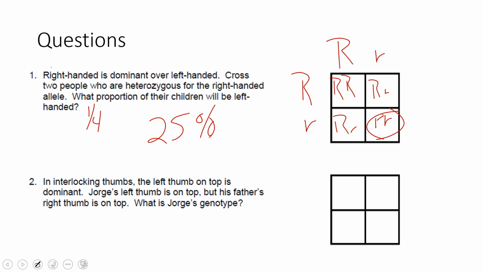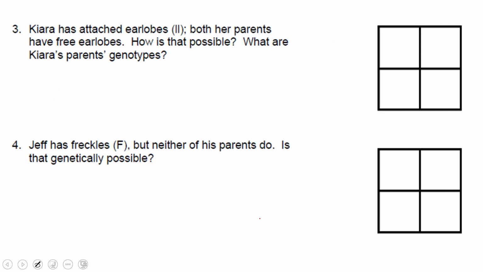In interlocking thumbs, the left thumb on top is dominant. Jorge's left thumb is on top, but his father's right thumb is on top. So that means his father, I think we use T's for this, so his father is little t, little t. What is Jorge's genotype? Well, in order for him to put his left thumb on top, which is the dominant letter, he must have a big T. Since his father only had little t's to give, that must mean he's heterozygous.